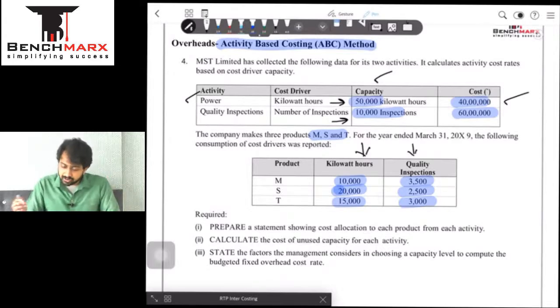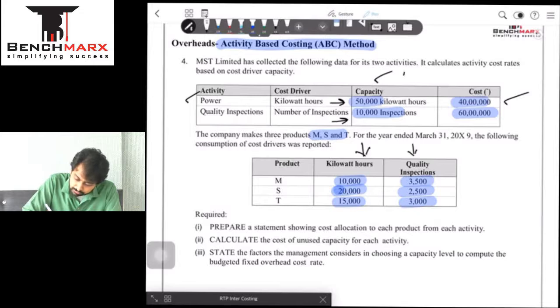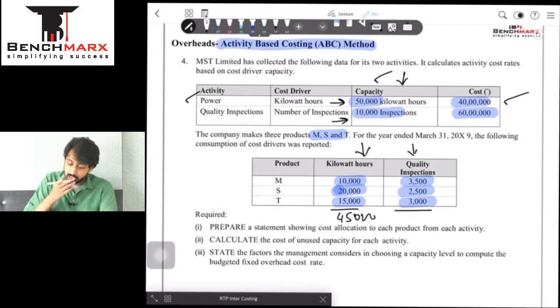Only important thing here is the fact that look at the kilowatts. Can I say kilowatts are 50,000? The answer is yes. Total all the kilowatts, 10,000 plus 20 and that is 30, and 30 and 15 appears to be 45,000. Similarly, compute inspections. Can I say it is 10,000? The answer is yes. But we will total the inspections: 3.5 plus 2.5 is 6,000 and 6 and 3 is 9,000.